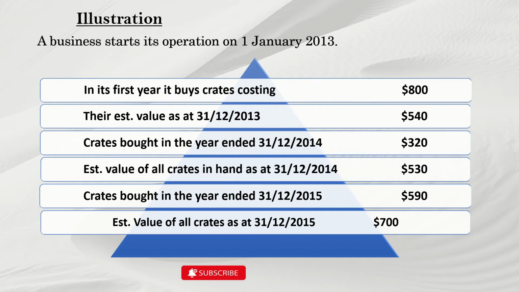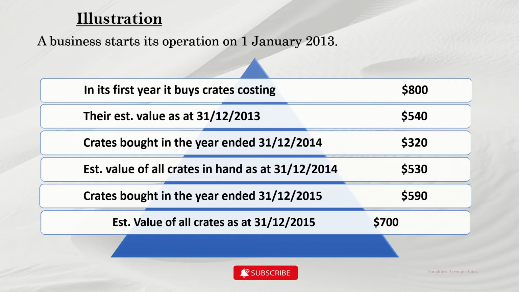Now, the third item is crates bought in the year ended 31st December 2014. Remember, that is another subsequent year after the 2013 year. So we are having an introduction of another financial period where we are being told that crates bought in the year ended 31st December 2014 are $320. That is the value of crates that were purchased in that particular period. So that is the additions.